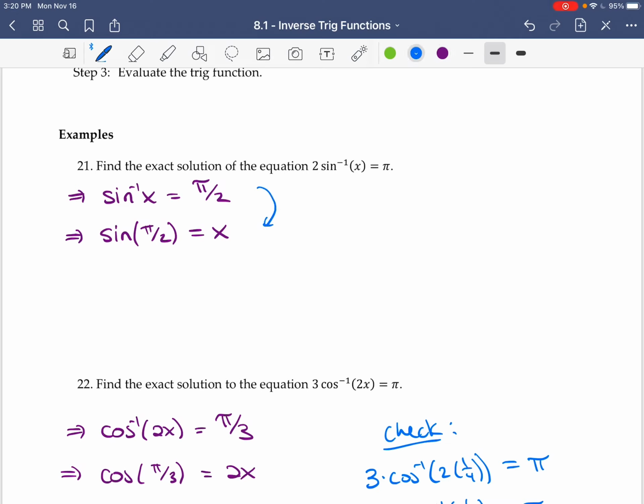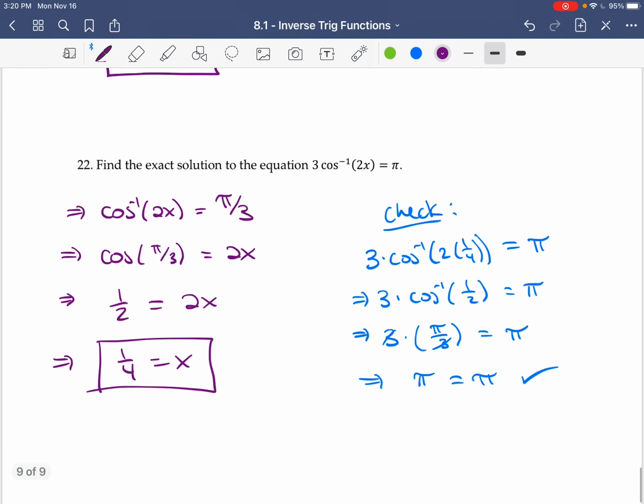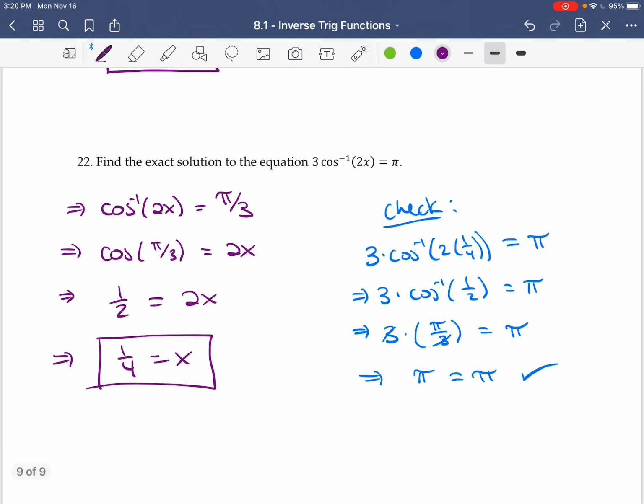So maybe I'll just write that: sine inverse of x equals y if and only if sine of y is equal to x. So that's what I use to get from there. And sine of pi by 2, we know that sine of 90 degrees is 1. So here my answer would be x equals 1. So that's some extra examples involving inverse trig functions.